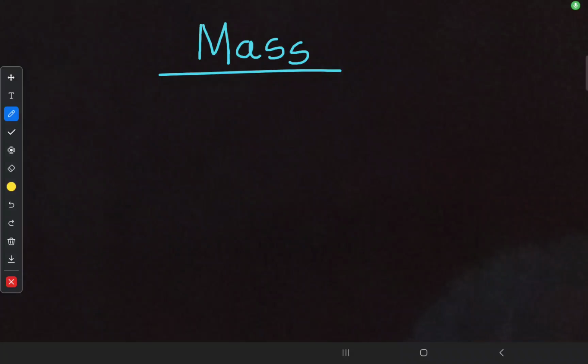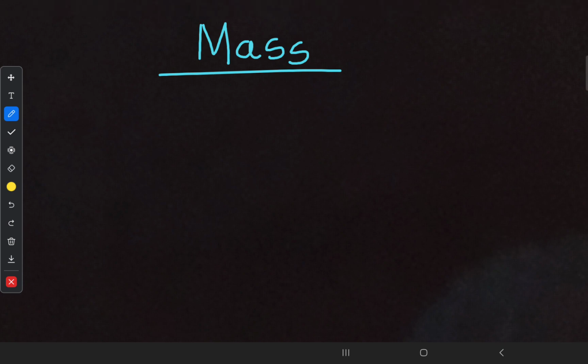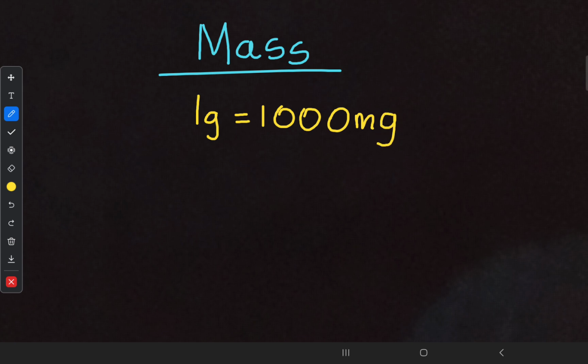We are going to start mass. In mass, there are some important comparative measurements. First one is 1 gram equals 1000 milligrams. This is the first measurement.